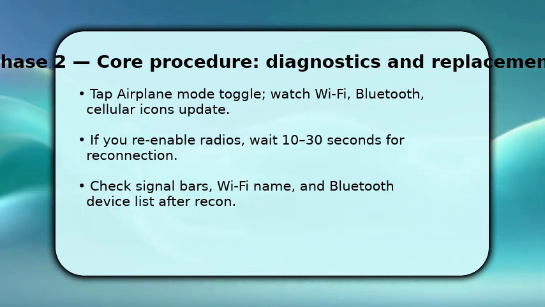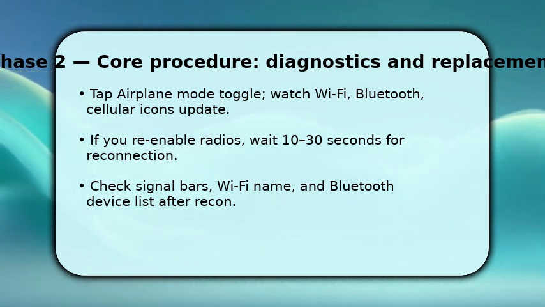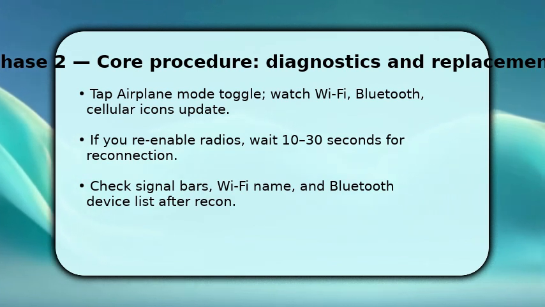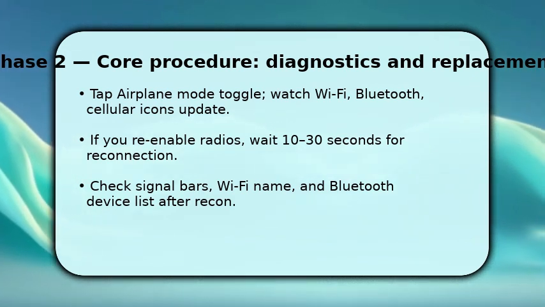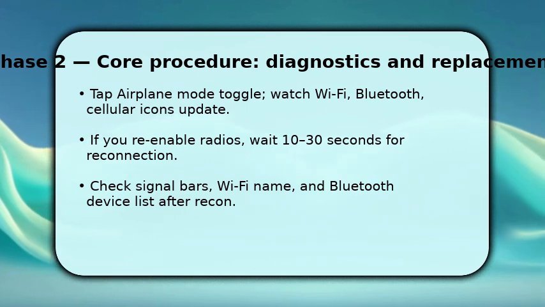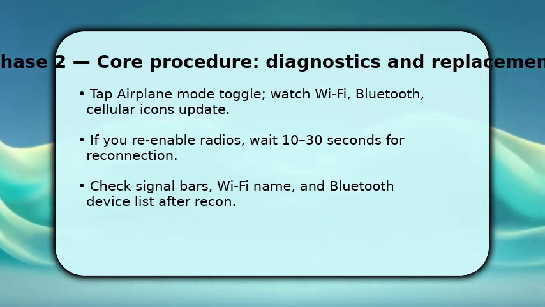Make sure Wi-Fi reconnects to the correct SSID and that Bluetooth devices reappear if needed. If you previously turned Wi-Fi on while in airplane mode, ensure it remained enabled. Otherwise, turn it on manually after the airplane state clears.